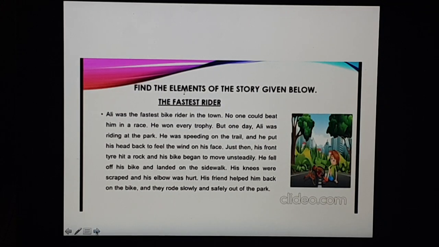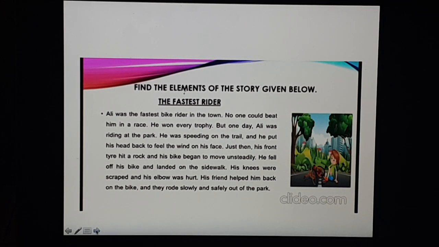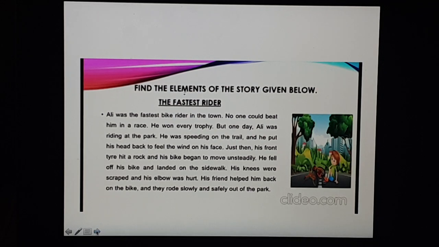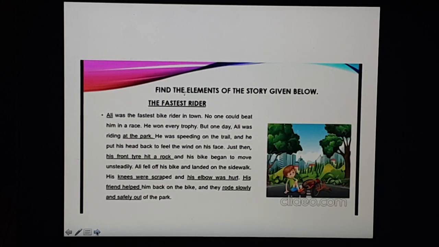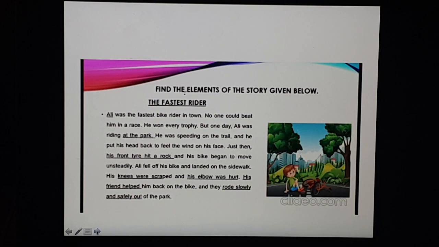See, this is a very simple story here. Now we have to find the elements of the story, whether those elements, the plot, the setting, the characters, or the climax, whether all these elements have been used in it. See this. All the words underlined tell us about the different elements of this story.